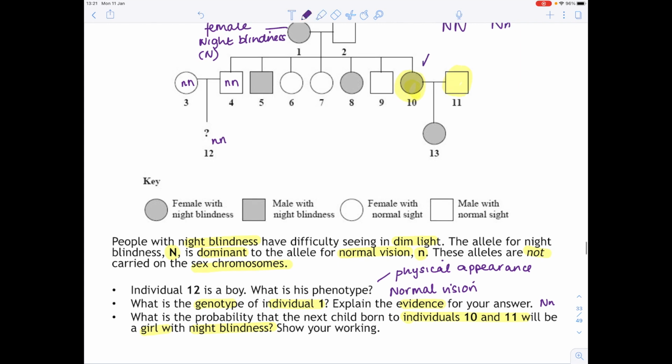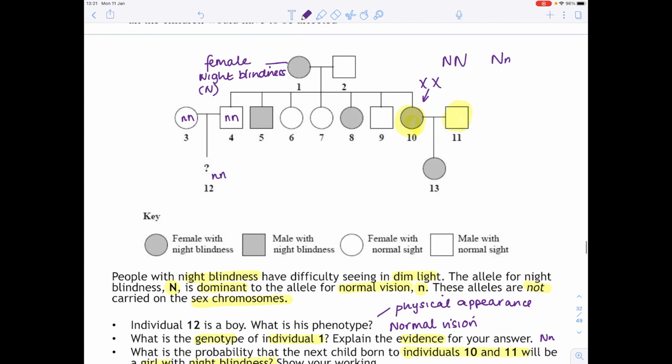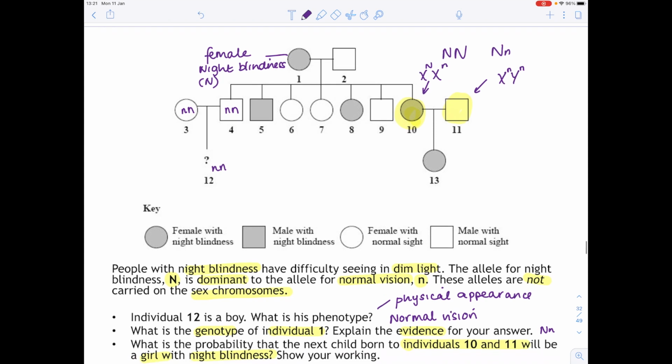Because we're looking at individual 10, which is a female, we know that they have 2 X chromosomes. In terms of referring to the night blindness aspect, we know that they're heterozygous because the father can't have passed on a dominant allele, because otherwise they would have night blindness too. Looking at the male individual now, their sex chromosomes are XY. We know that they're unaffected, so therefore they must be homozygous recessive. So now we can do a Punnett square.